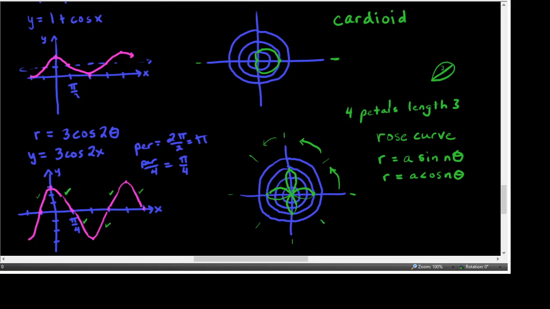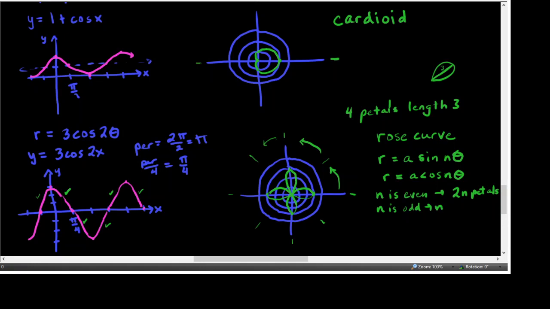So a is the length of each petal, and n governs how many petals you're going to have. If n is even, that means you're going to have twice as many petals. So here n was 2. That means 2 times 2, 4 is the number of petals we got. If n is odd, you get exactly that many petals.